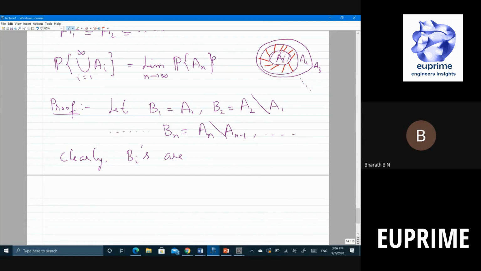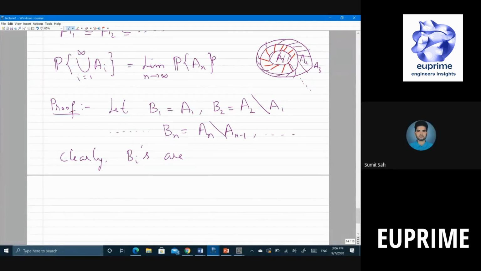I think, sir, union i equals 1 to n minus 1 of A_i, and remove there. But that will give me A_i, A_n, right? See, what is this part? This part is nothing but A2 remove A1. What is this part? It will be, sir, A3 remove A2.